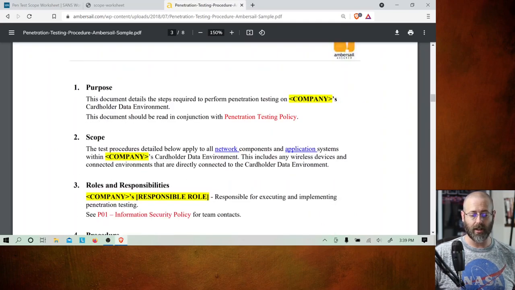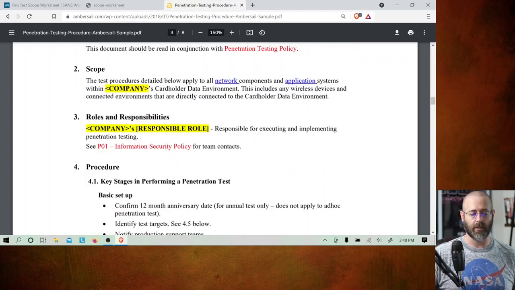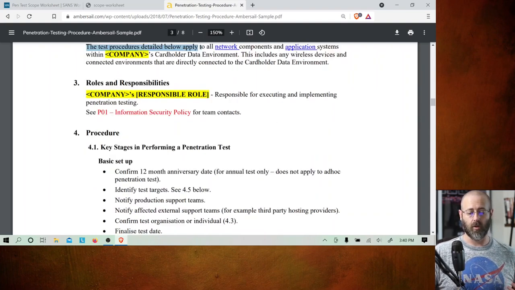And then digging down into the details like the purpose. This document details the steps required to perform penetration testing on company cardholder data environment. This document should be read in conjunction with this. So it's telling you, hey, this is kind of an addendum to, in conjunction with, another document. So make sure you have that. And then, of course, there's the scope, right? Detailed below, the procedures detailed below apply to all network components and application systems within whatever company you're testing and their cardholder data environment. This includes wireless devices, connected environments that are directly connected to the cardholder data environment. So again, they would have to get those third party if they are in there. The roles and responsibilities saying, hey, company's responsible role for executing, implementing penetration tests.